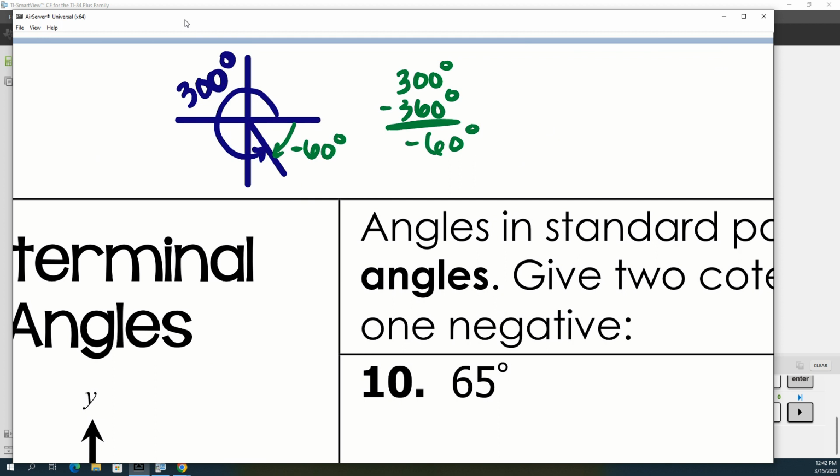We could have an angle that also went all the way around, and then back to that point right there. So to get that one, you would take the 300 and add 360 degrees. So 660. So those are coterminal. They're not the same angle, but they have the same initial and terminal side.